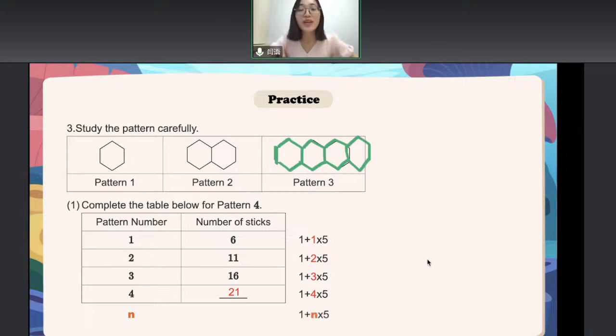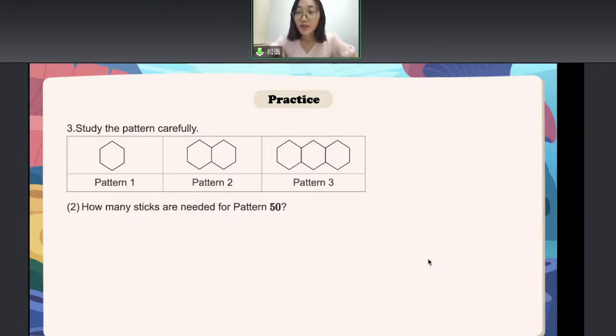Excellent. So it should be 1 plus n times 5. Okay, so this is the formula we can get. Understand? Okay. So now, for the second question, how many sticks are needed for pattern 50? Do we need to just draw exactly 50 patterns on my paper? No, because we already figured out the formula here.